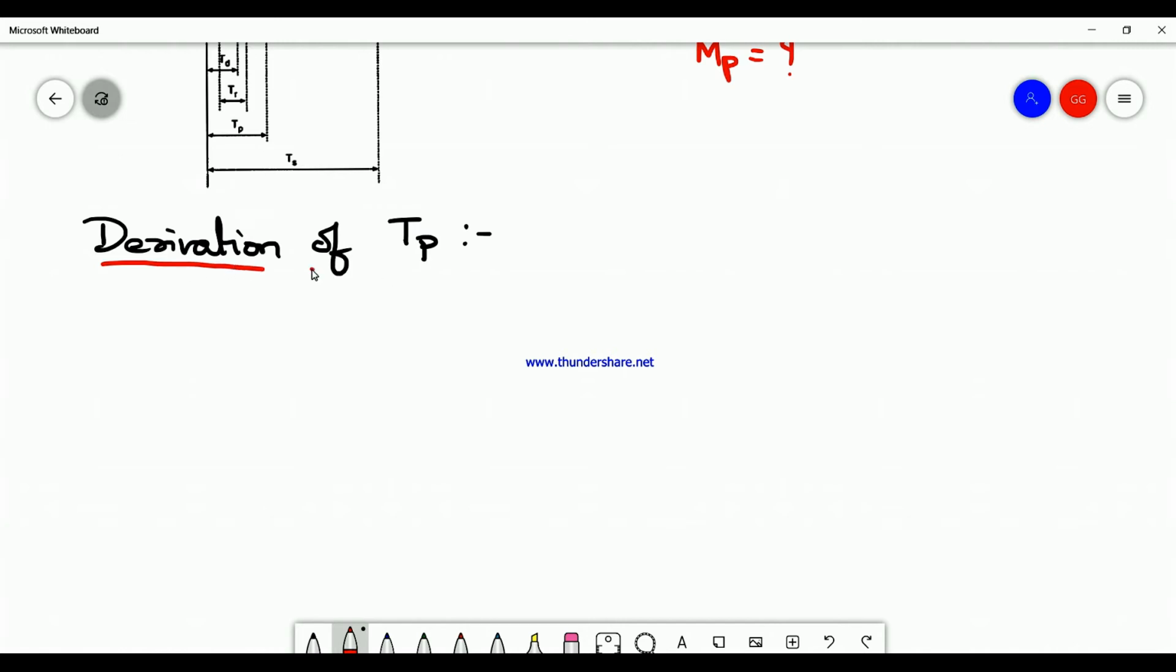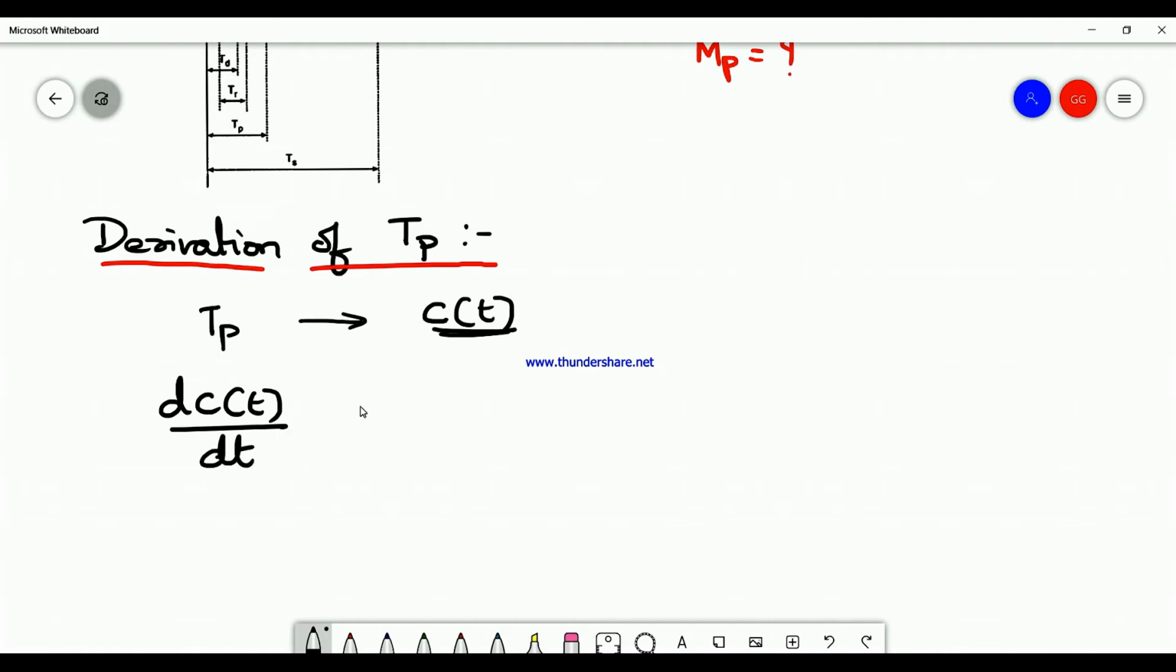Now when do we say the time Tp has been obtained? The Tp definition you have seen earlier: Tp is obtained when you have the maximum peak of the response c of t, right? When you have a maximum response or peak value of c of t. So you are going to find out the maximum value of c of t. For that we use the maximum value theorem in mathematics, where we differentiate the term for which the maximum value is to be found with respect to time, dt, and we equate it to 0.